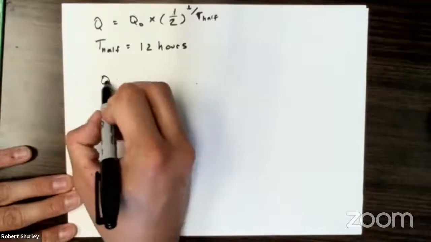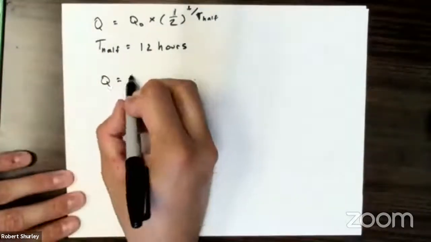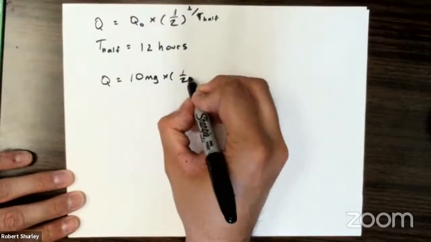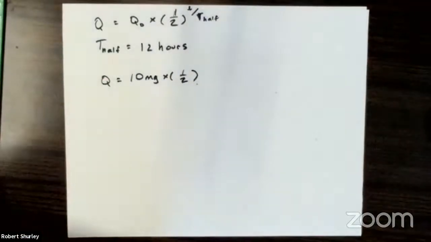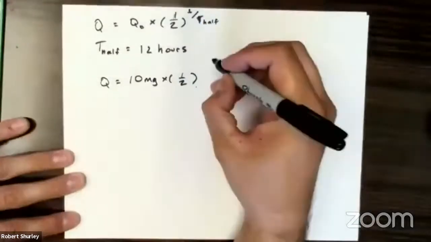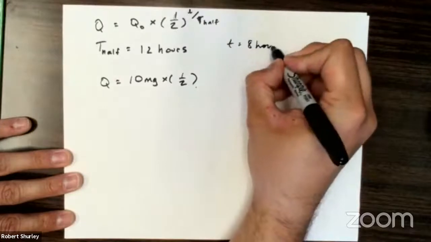So Q equals, now we started with 10 milligrams, right? So 10 milligrams times 1/2. Now the time here. So it was given at 1 p.m. and we want to know how much is left at 9 p.m. So therefore that's going to be 8 hours. So the little t is going to be 8 hours.